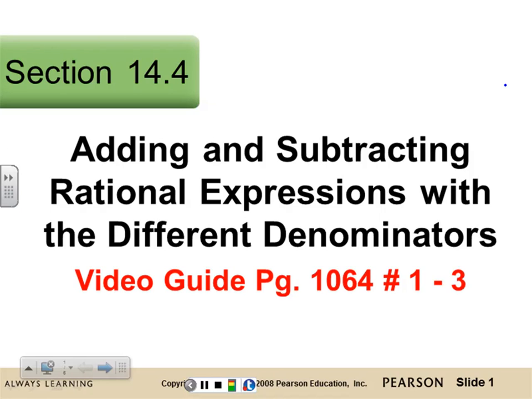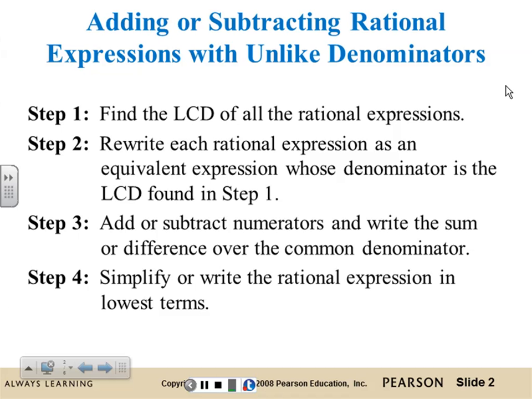Adding and subtracting rational expressions with different denominators. So we've talked about how to find the least common denominator, and remember, when you add or subtract rational expressions, you have to have a common denominator. To multiply and divide, you do not have to have a common denominator, but to add and subtract, you do have to have a common denominator.